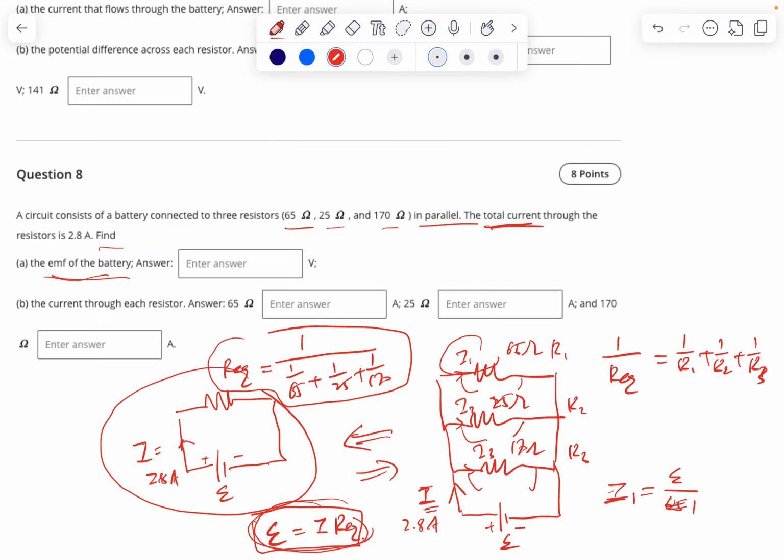Divided by, actually I should write R1 equal to EMF divided by 65 ohm. Okay, so you can go ahead and figure out I2 and I3, same idea.